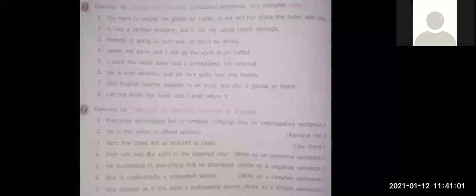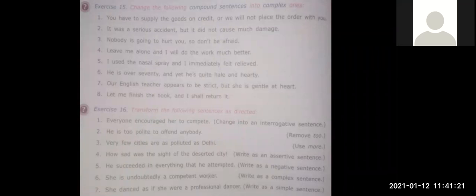Right, everyone? See, once again, I'm going to repeat. If you don't supply the goods on credit, अगर आप क्रेडिट पर गुड्स को सप्लाई नहीं करोगे, so we will not place the order with you. आपके साथ कोई ऑर्डर हम प्लेस नहीं करेंगे.